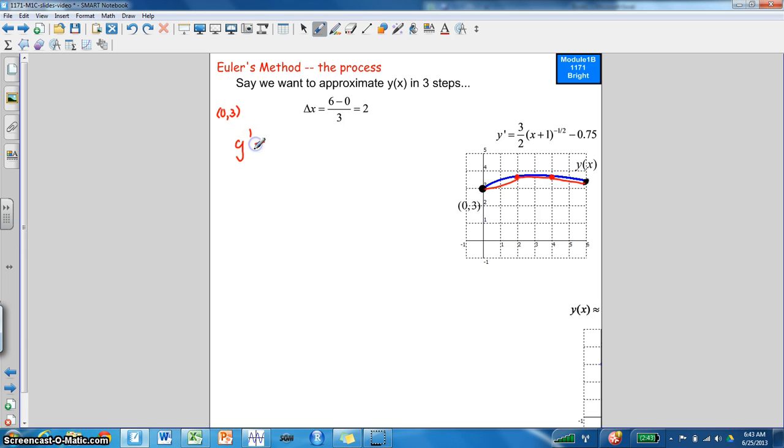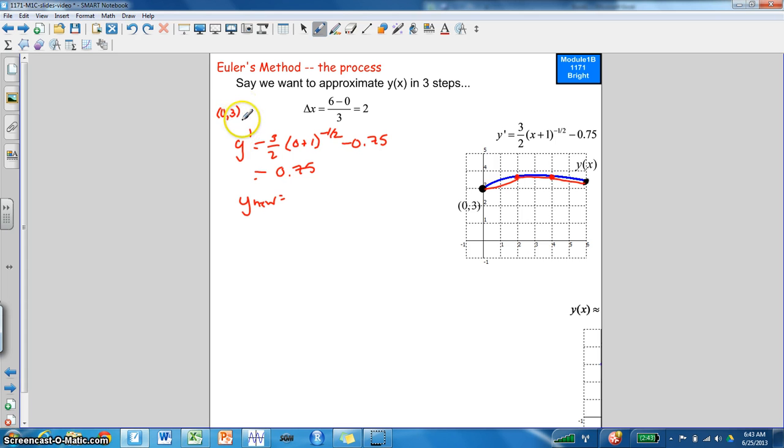Alright, so I have to determine the change in y, and so the change in y is 3/2, and then I have to insert my 0 plus 1 to the minus 1/2 minus 0.75. Okay, and if I do this computation, I end up just getting 0.75 out. Okay, so my y prime is equal to that.